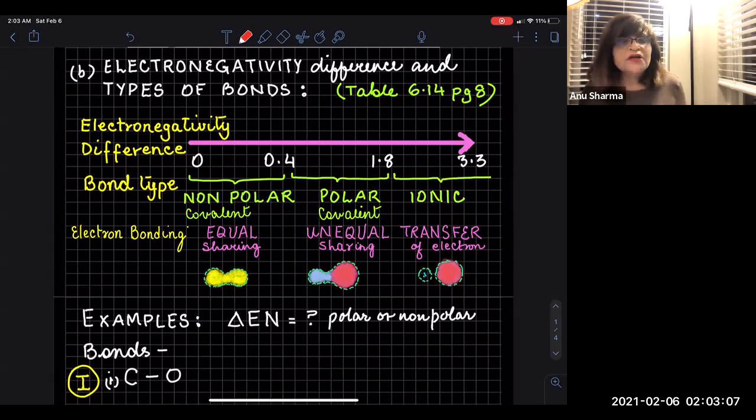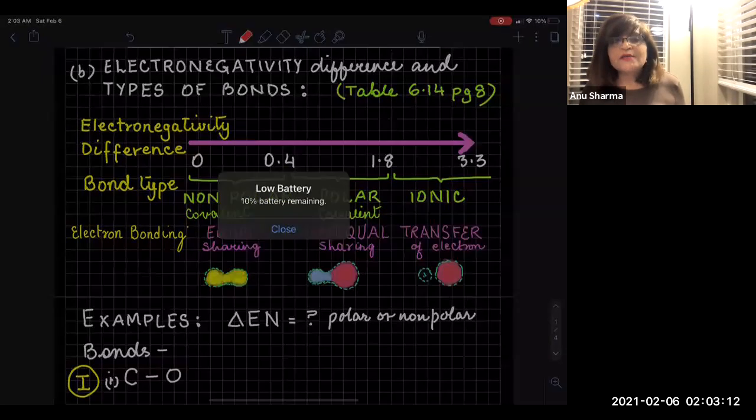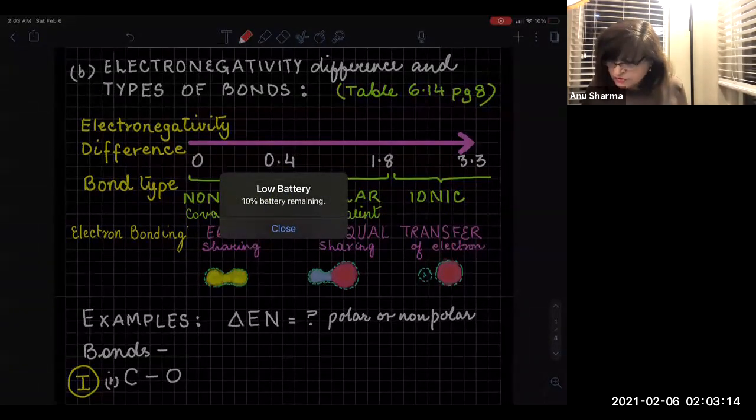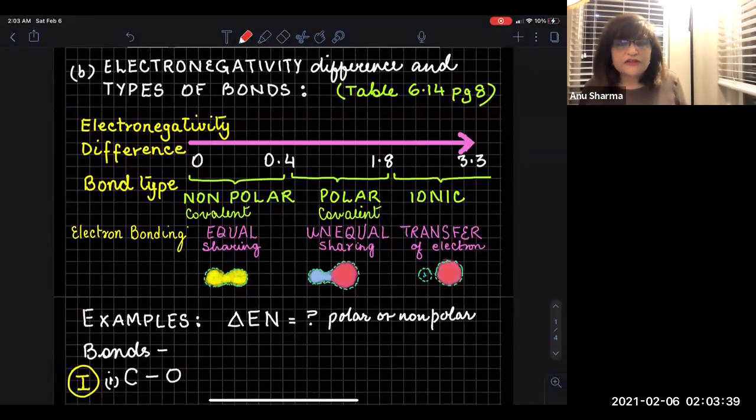In general, this table shows the differences in the electronegativity and the type of bonds that relate to it. Okay, so we see the type of bonds that relate to the difference in electronegativity are three types. One is the nonpolar, the other is polar, and the third is ionic. So nonpolar, the range in the difference in electronegativity is from 0 to 0.4. The polar is from 0.4 to 1.8, and from 1.8 to 3.3 is the ionic bonds.